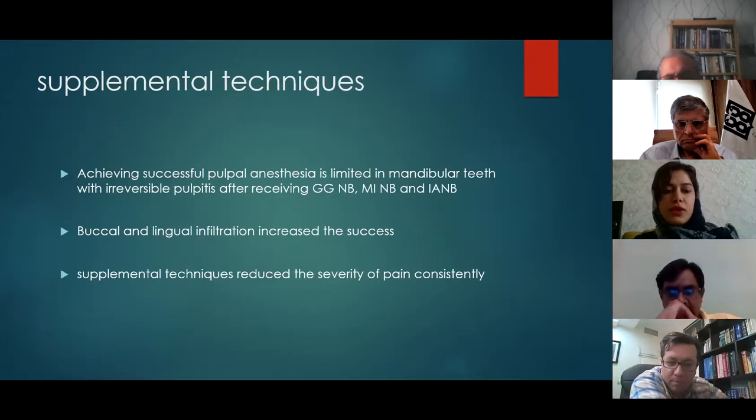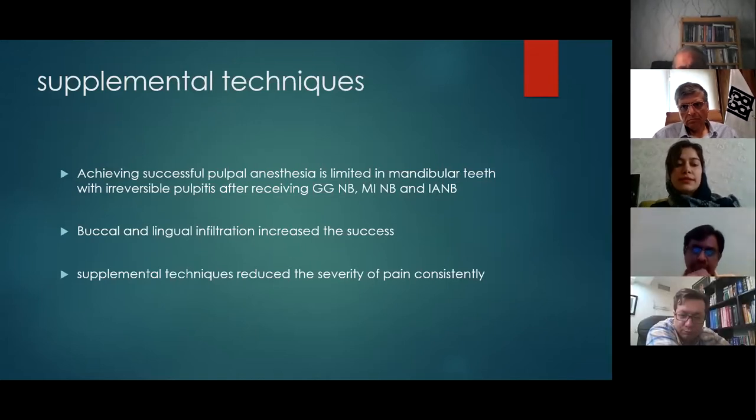Achieving successful pulpal anesthesia is limited in mandibular teeth with irreversible pulpitis after just receiving regional nerve blocks. It is shown that supplementary techniques like buccal and lingual infiltration increase the success rate and consistently reduce the severity of pain.